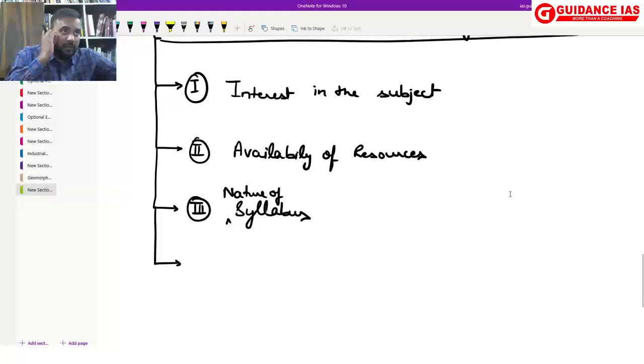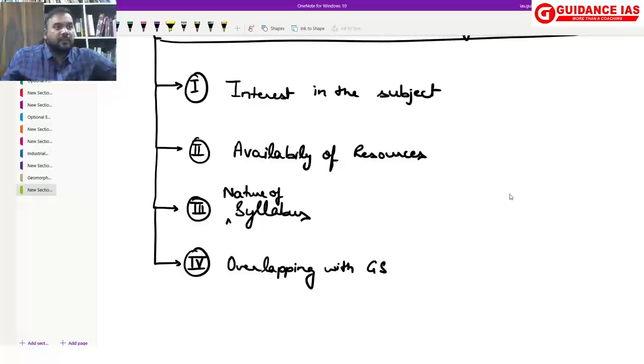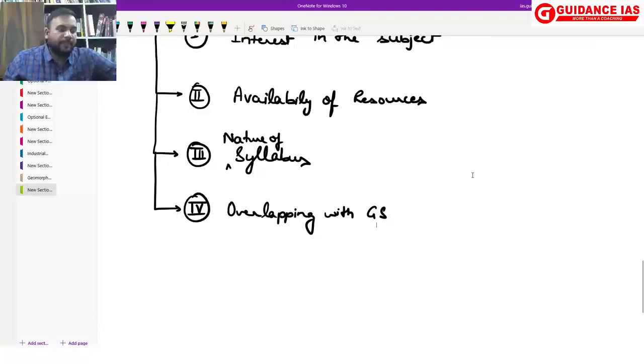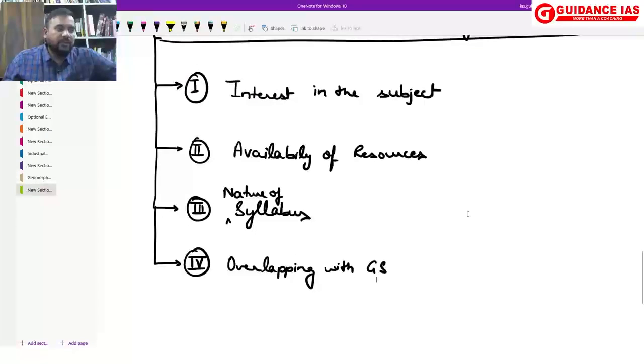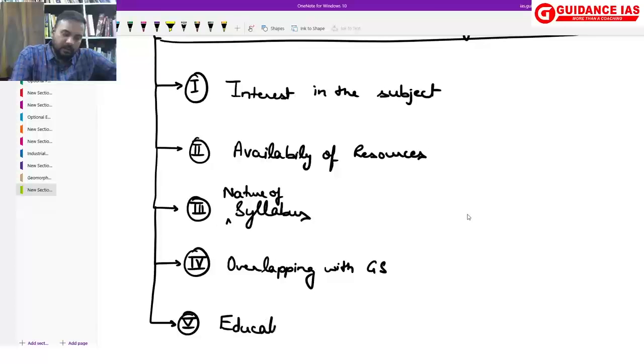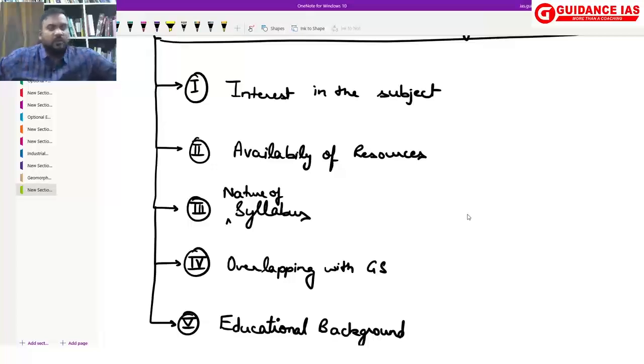And with this respect, we can also talk about other things like overlapping with GS can be one of the considerations that should be taken into account. ठीक है, what else? प्रीवियस ईयर क्वेश्चन पेपर तो सभी में होता है. What else we can talk about? Can I say one more thing I can add here, like educational background? Yes or no? That can also be one of the factors.